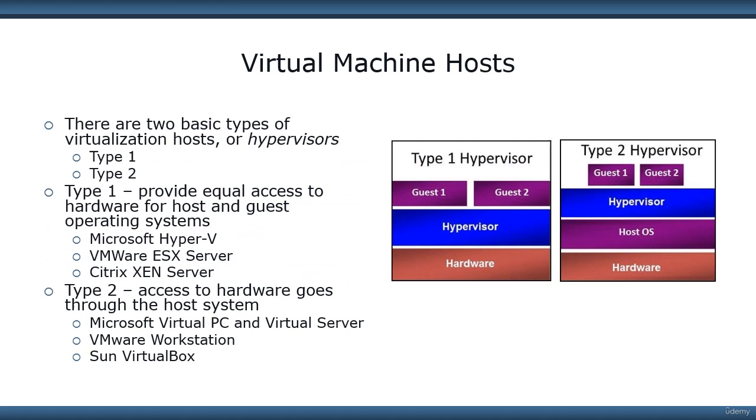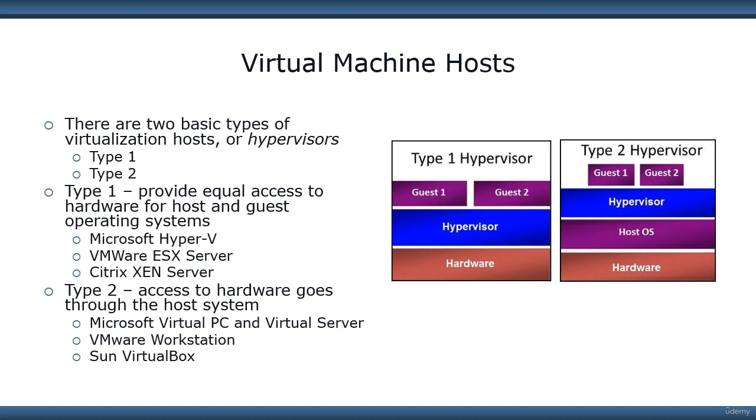So the first component in virtualization is the virtual machine host, otherwise known as a hypervisor. And there are two basic types of these, Type 1 and Type 2. A Type 1 hypervisor provides equal access to the hardware for both the host and the guest operating systems. What this really just results in is better performance for the guest operating systems. Type 1 hypervisors include Hyper-V from Microsoft, VMware's ESXi server, and Citrix Xen server.